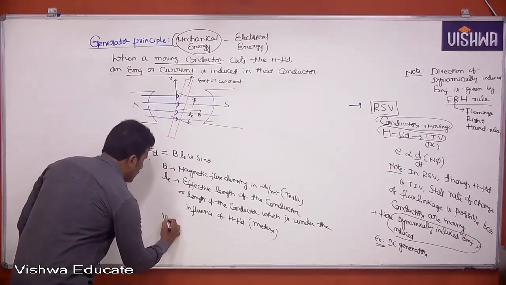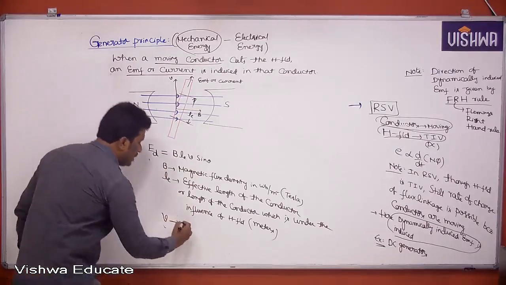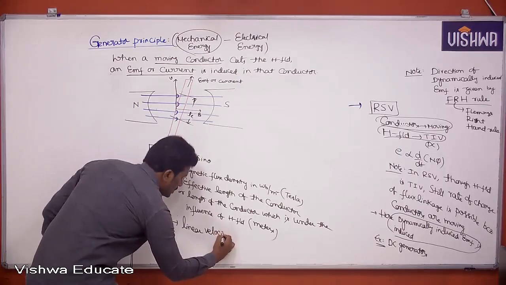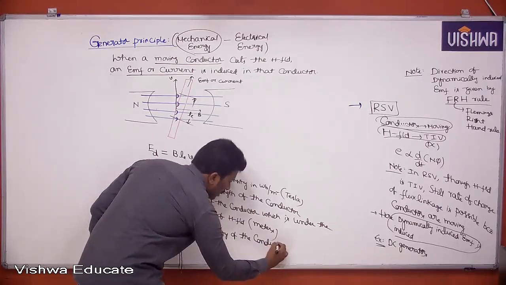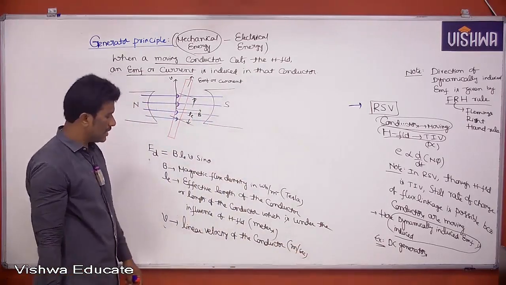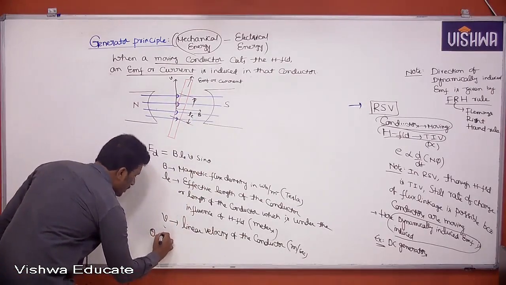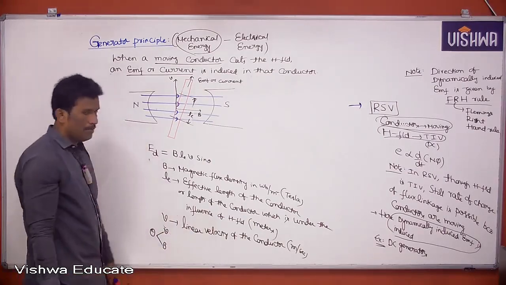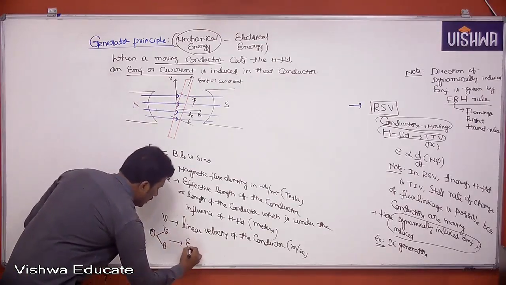And small v means I am moving this conductor in this direction, this v. So v means linear velocity of the conductor, in meters per second. And what about theta? Theta is the angle between v and B, linear velocity and magnetic flux density, in electrical degrees.